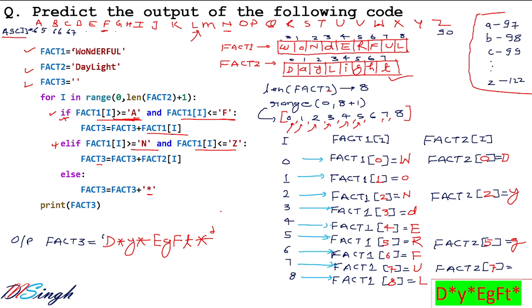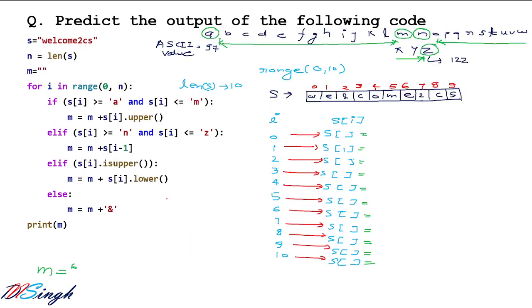Let us see the output. Okay, fine. It is having a d star y star e capital E G capital F T star. So this is the output for this particular question. Let us move to the next question.